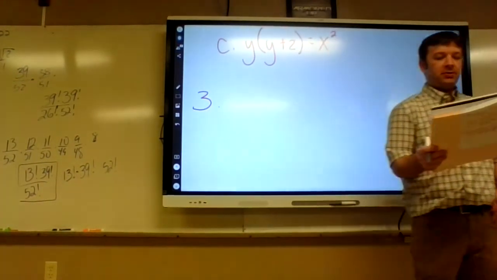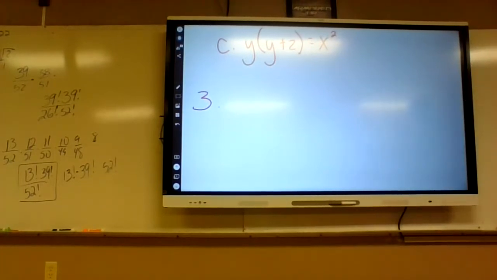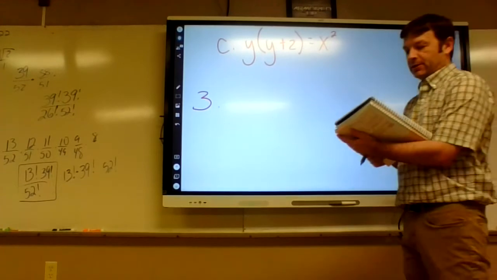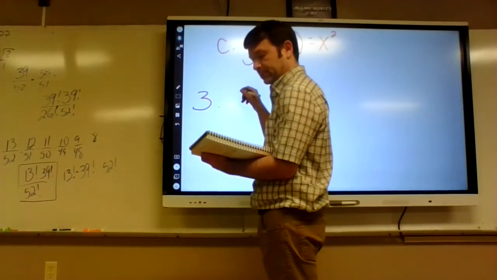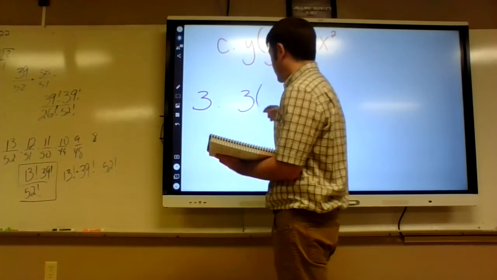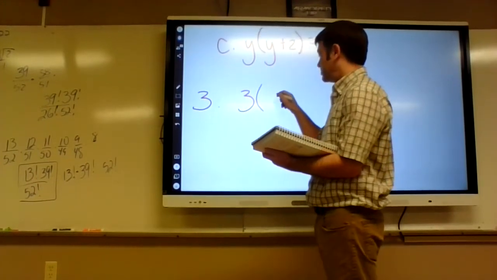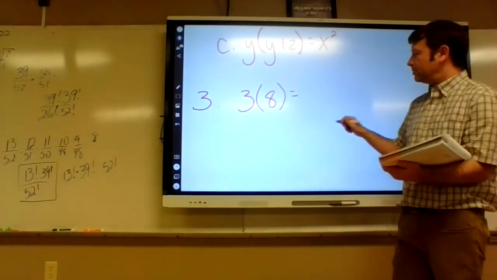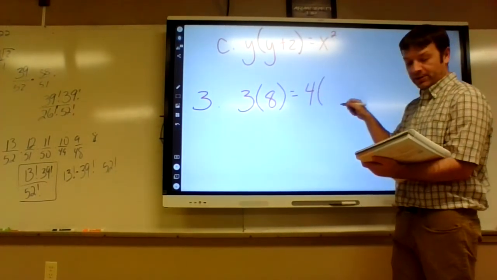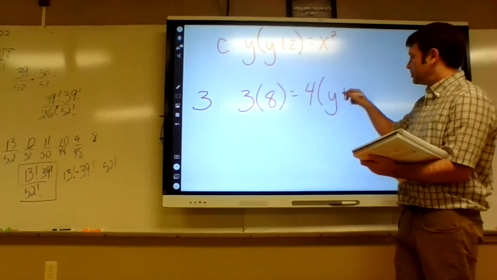Number 3. So we've got to set up and solve for Y here. We're going to do outside times the whole thing. What's the outside on the top one? 3. What's the whole thing on the top? 3 plus 5, or 8, equals, what's the outside on the bottom one? 4. And what's the whole thing on the bottom one? 4 plus Y, or Y plus 4.